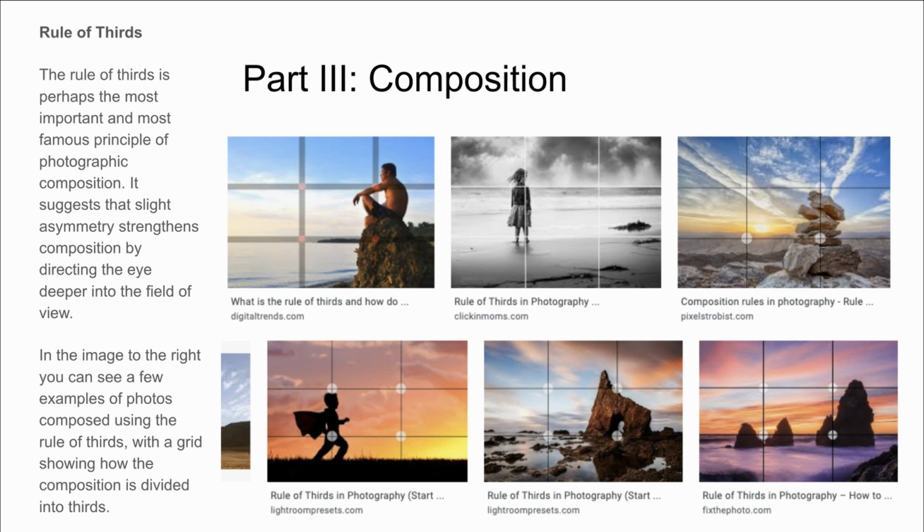We talked about the rule of thirds briefly last week. The rule of thirds is perhaps the most important and most famous principle of photographic composition. It suggests that slight asymmetry strengthens composition by directing the eye deeper into the field of view. In the image to the right, you can see a few examples of photos composed using the rule of thirds with a grid showing how the composition is divided into thirds. And some of you have already started exploring the rule of thirds in your assignments.